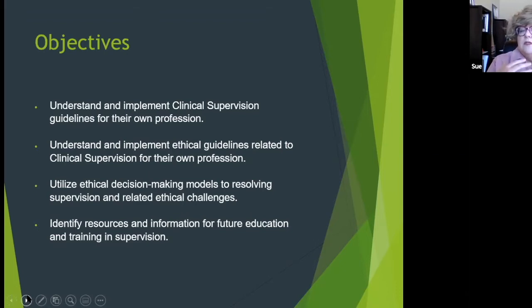And utilize ethical decision-making models to resolve supervision-related ethical challenges. And that will be presented, and that will be part of what our breakout session will be. And identify resources and information for future education and training and supervision. And that will also be something that we talk about. So those are the objectives that I'm hoping that you will come away with.